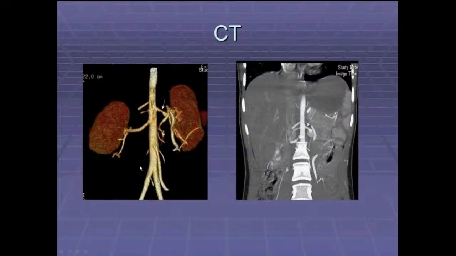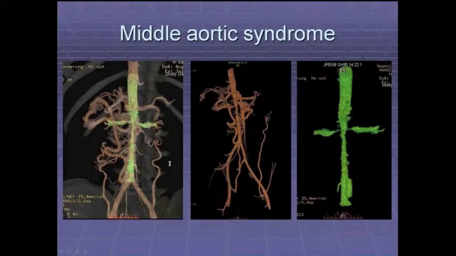Here's an example, a beautiful CT. It clearly shows renal artery stenosis with post-stenotic dilatation of the left main renal artery. In this case, the CT was able to show us that there's diffuse abdominal aortic abnormality involving both the origins of the renal arteries in a child with middle aortic syndrome. That explains why the child has hypertension.